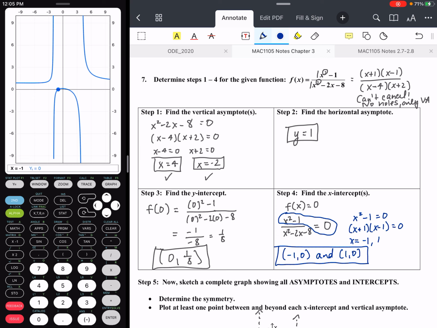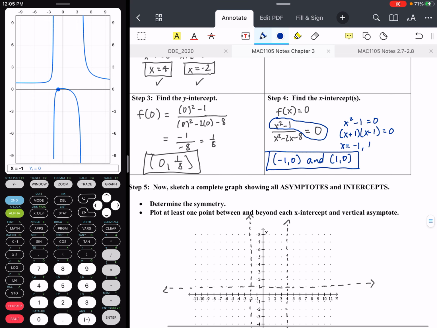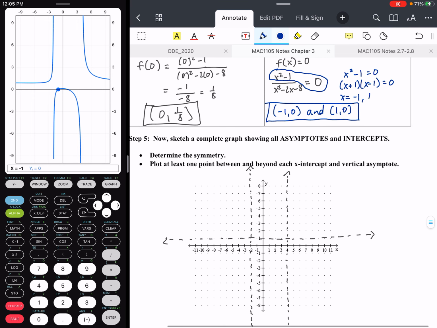Okay, so let me go ahead and plot those intercepts on my graph. My y-intercept is 0, 1/8, so just a hair north of the origin there. And then I have 1, 0 and negative 1, 0 for my x-intercepts. Okay, great. And before I start pulling out additional points, let me determine the symmetry. So remember to do this, this is where I calculate f of negative x.